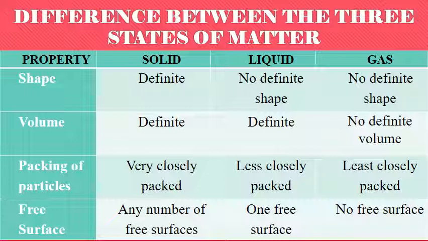Volume. The next property. A solid has a definite volume, a liquid has a definite volume, and a gas has no definite volume. So you can take any solid, the volume will always be fixed. It won't keep changing on its own. A liquid's volume also does not change on its own, but a gas, the volume can change. It does not have definite volume.